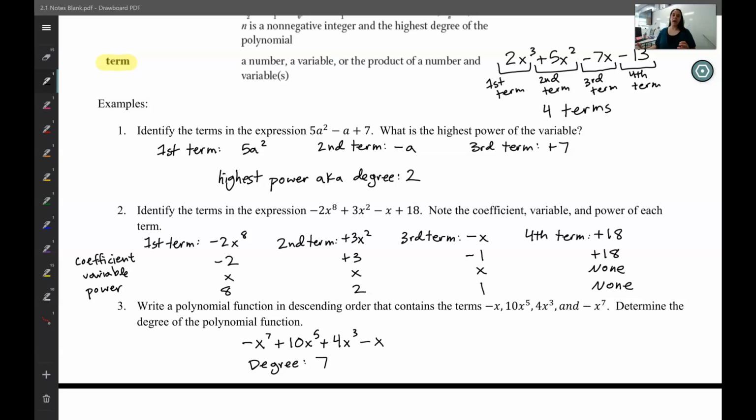Okay, that's all for vocabulary. In the next couple videos, we'll start to do some examples of adding, subtracting, and multiplying polynomials.